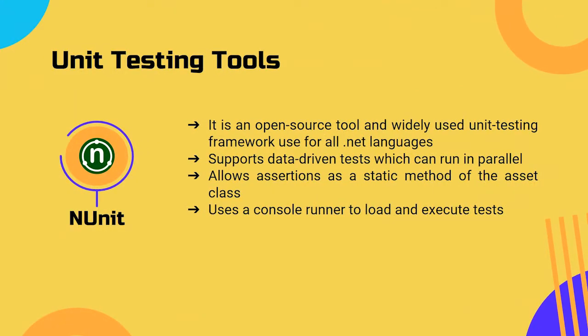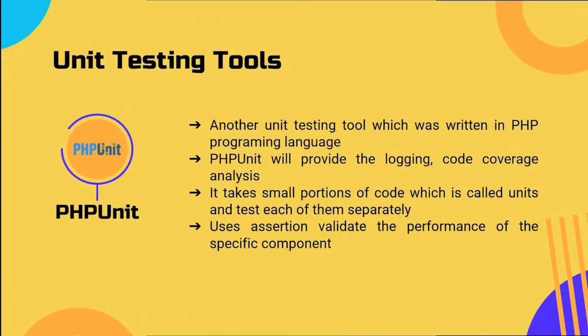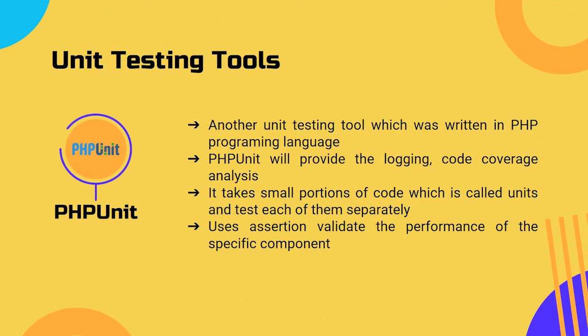Second is NUnit. It is an open source and widely used unit testing framework for all .NET languages. It supports data-driven tests which can run in parallel. It allows assertions as static methods of the Assert class and uses a console runner to load and execute the tests.